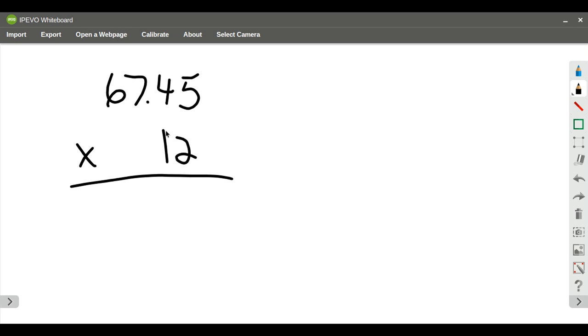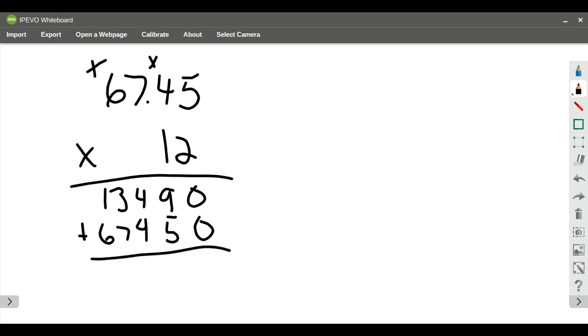So 2 times 5 is going to be 10. I'm going to put down a 0 and regroup the 1. 2 times 4 is going to be 8 plus 1 is going to be 9. 2 times 7 is going to be 14. I regroup the 1. 2 times 6 is going to be 12. Plus 1 is going to be 13. Put my placeholder down. 1 times 5 is 5. 1 times 4 is 4. 1 times 7 is 7. 1 times 6 is going to be 6.